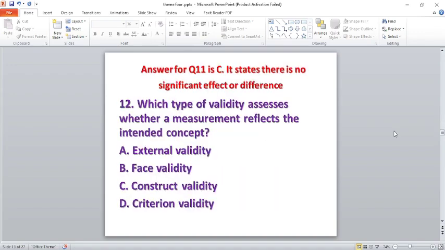Question number 12. Which type of validity assesses whether a measurement reflects the intended concept? A. External validity. B. Face validity. C. Construct validity. D. Criterion validity. So the answer for this question is C. Construct validity.